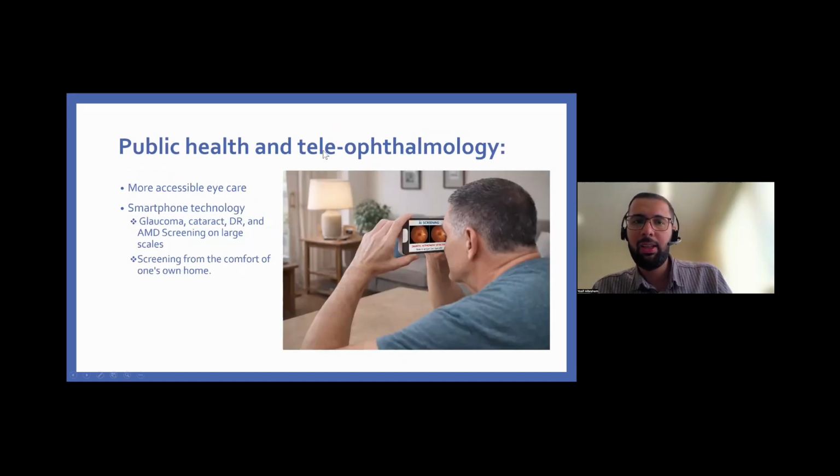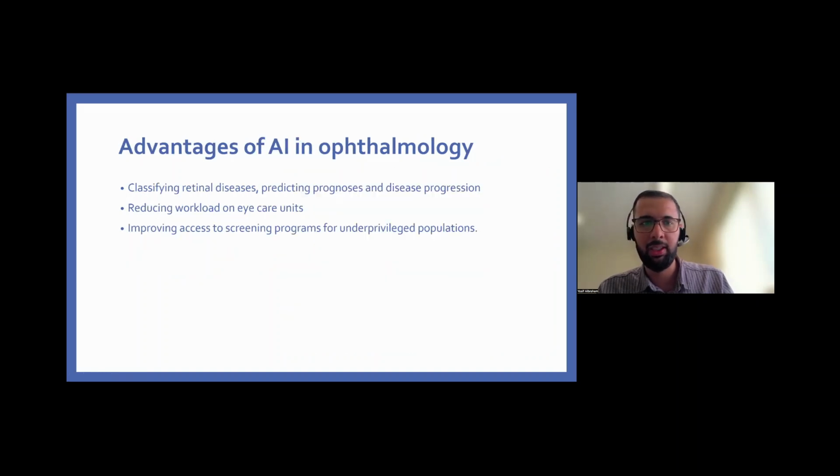The other idea is public health and teleophthalmology. As I said, you can screen for those disorders from the comfort of your own home using smartphone technology. Some of the latest smartphones have very good cameras that we can use to actually screen for diseases like cataract, diabetic retinopathy, even glaucomatous optic nerve damage. This will enable large screening programs to be undertaken on the wider public, and thus would improve the accessibility to eye care and eye screening.